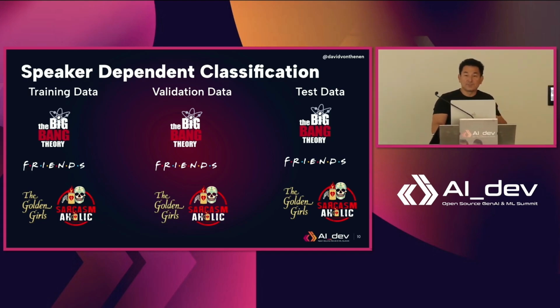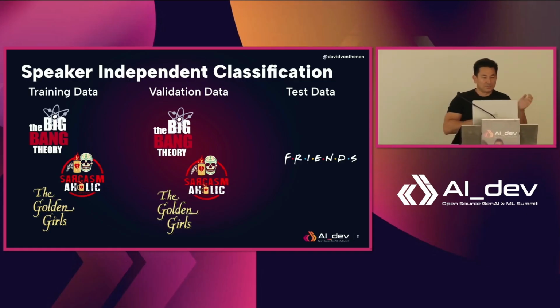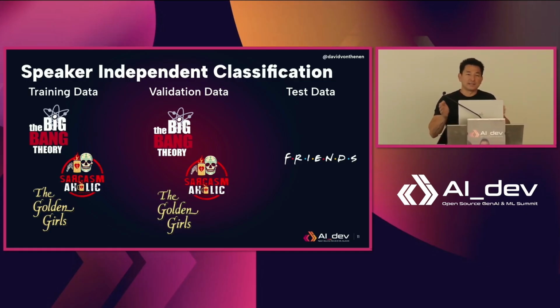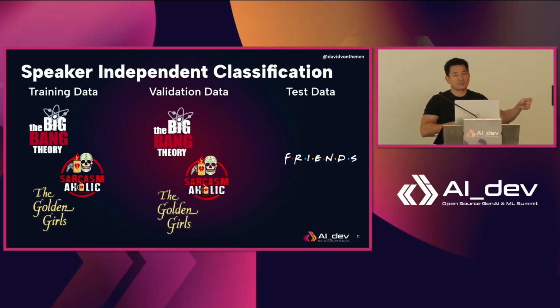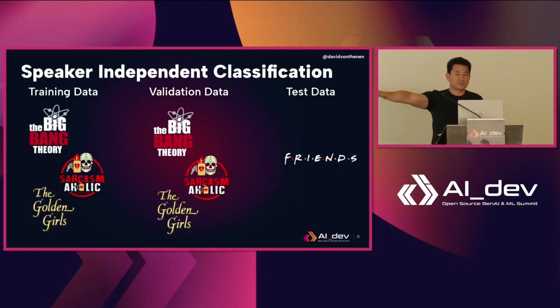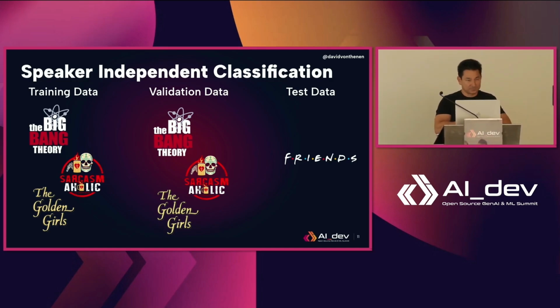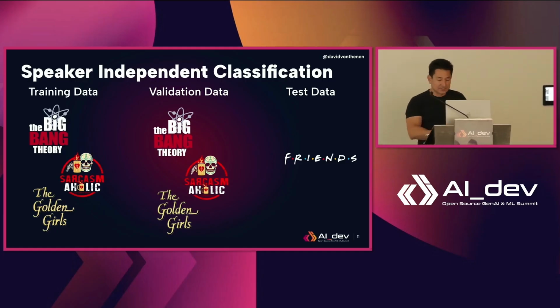So that's speaker-dependent classification. Speaker-independent classification is where we divide out our data set such that when we go to test, none of our test data sits with our training or validation data. So with training and validation data from Big Bang Theory, Sarcasmaholics Anonymous, and Golden Girls, we train the model, then use all of the Friends videos to see if our model's actually any good or not. This workshop does both, so you can build the model for both of these two scenarios.